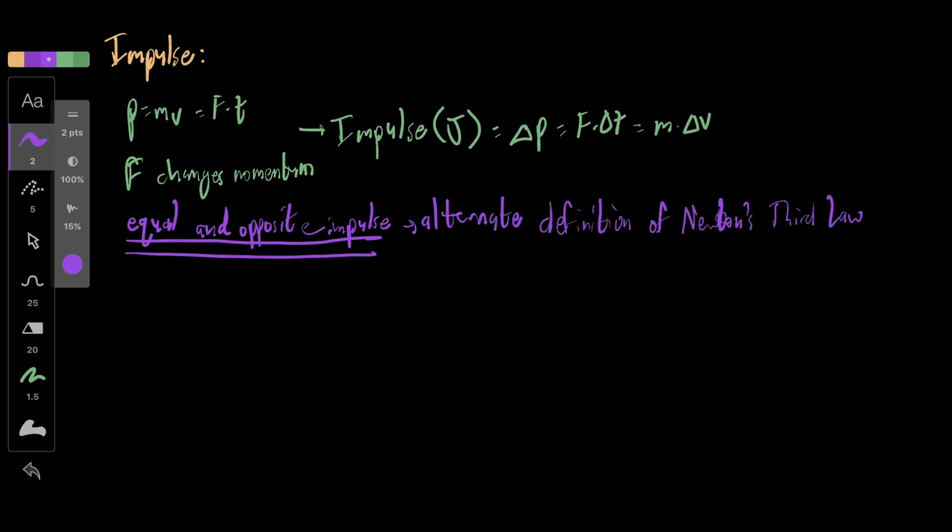Another very, very powerful application of impulse is how it can predict many different scenarios. So let's run through a few of them. Let's say I'm trying to catch a ball. Now let's draw a diagram over here. We have a ball that's coming to us that we're trying to catch.